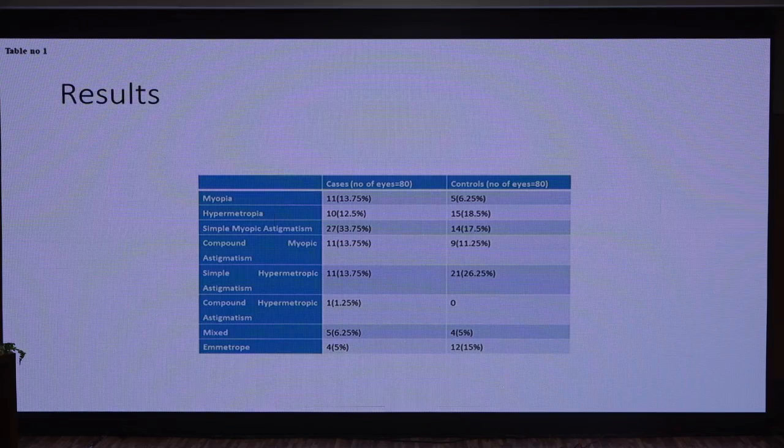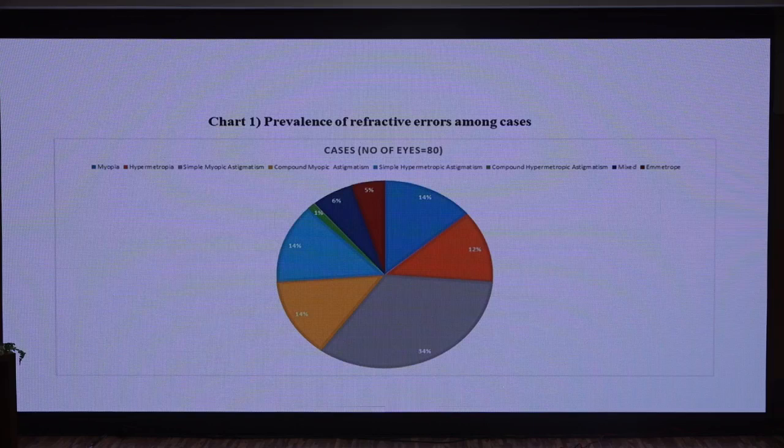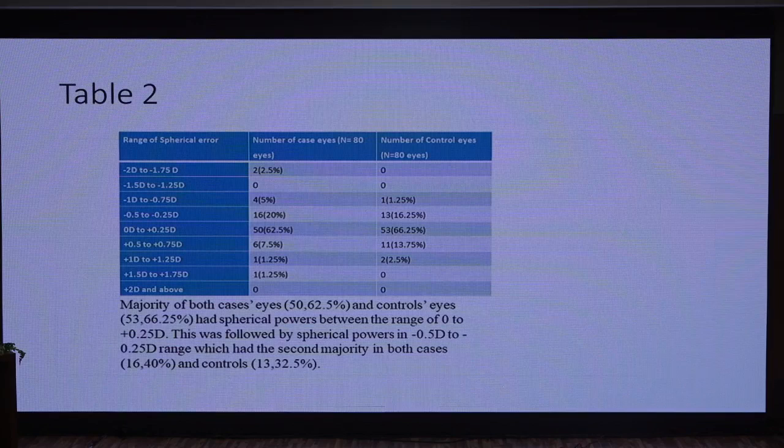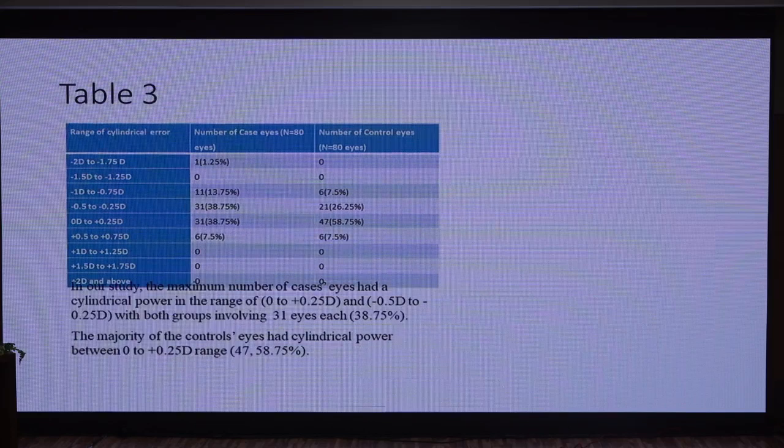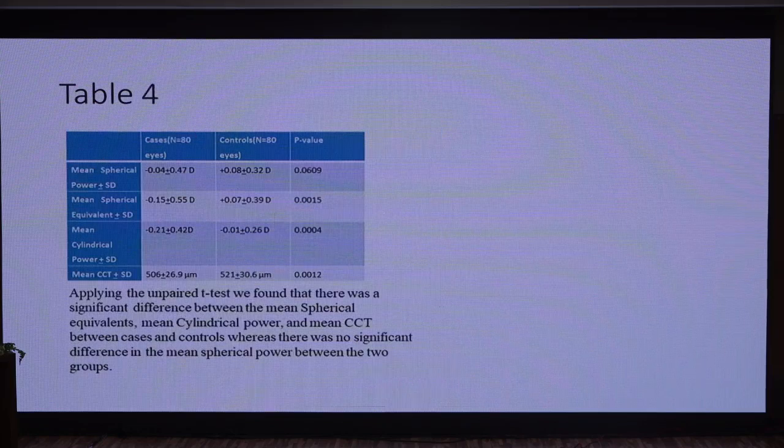Among most of the cases of VKC, the most common refractive error seen was simple myopic astigmatism, and among controls it was simple hypermetropic astigmatism. We can see the prevalence here. Most of the cases had spherical power in the range of 0 to plus 0.25 diopter, and the same in controls also. But when we see cylindrical error, it comes to a little negative side, minus 0.5 diopter to minus 0.25 diopter in cases, and it was on the plus side in control eyes.